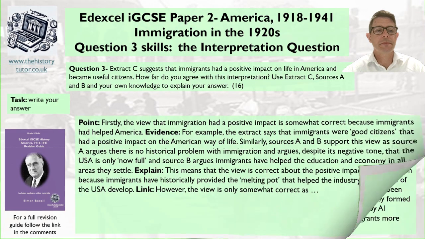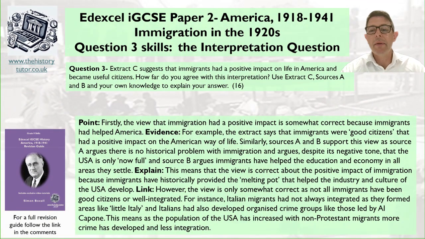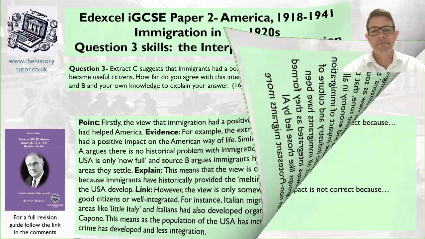Away you go. Okay, so I've said, however, the view is only somewhat correct as not all immigrants have been good citizens or well integrated. For example, Italian migrants are not always integrated, as the idea of Little Italy forms, and Italians have also developed organised crime groups, famously Al Capone. This means as the population of the USA has increased with non-Protestant migrants, more crime and less integration has developed.